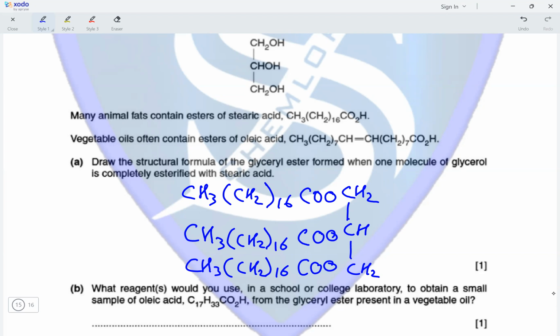What reagents would you use in a school or college lab to obtain a small sample of oleic acid from glyceryl ester present in vegetable oil? So we need to hydrolyze the ester, so we would use HCl aqueous or H2SO4 aqueous plus heat to carry out the reaction in which we obtain a small sample of oleic acid from the glyceryl ester present in vegetable oil. So we are basically carrying out hydrolysis of the ester.